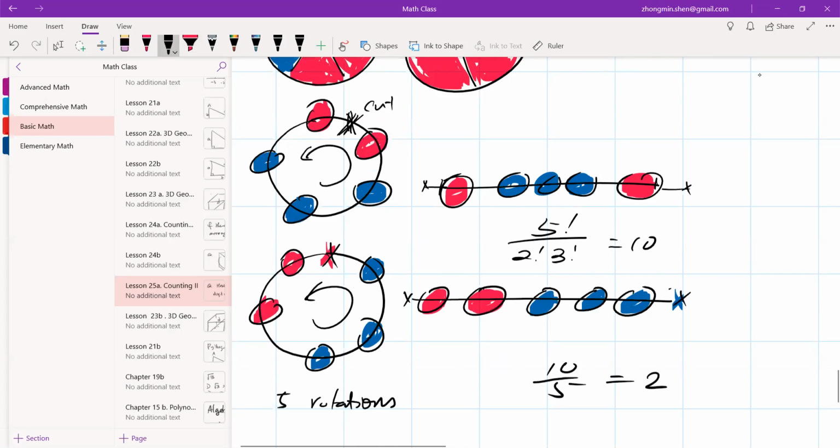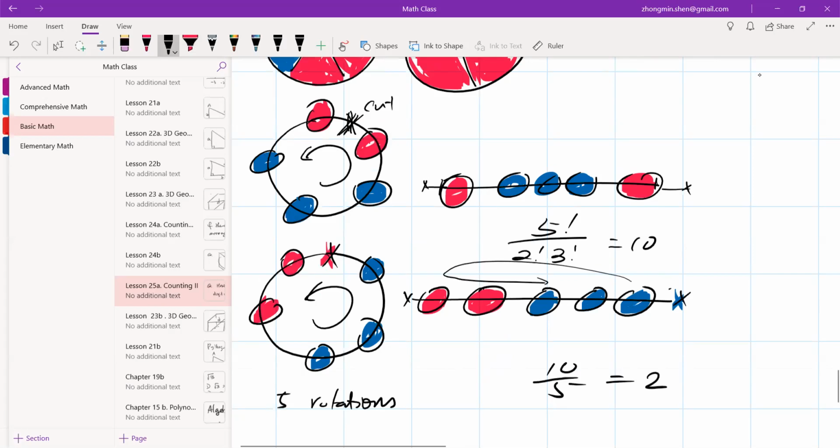Actually, you can go in rotation like that, okay? Actually, 5 different rotations create the same necklace. You just move the most right one to the most left side, and you switch position. You don't make a new necklace, okay?